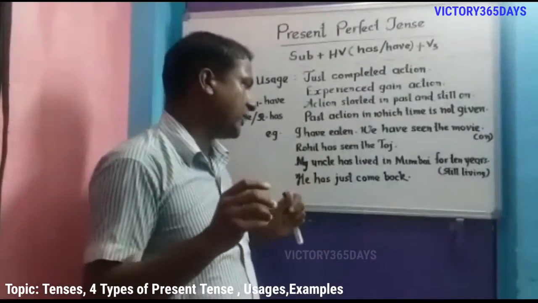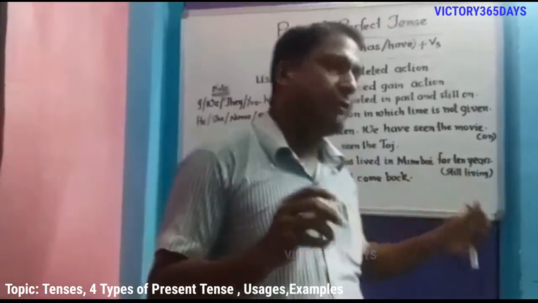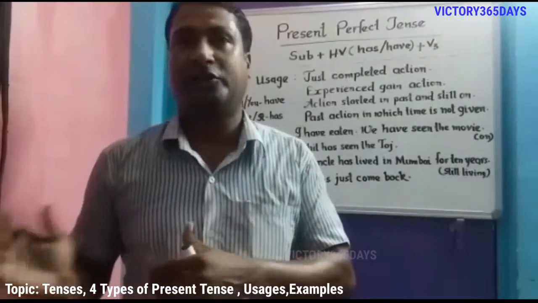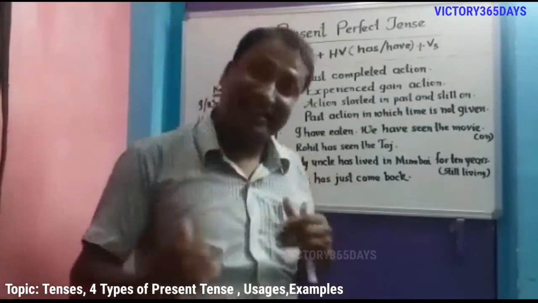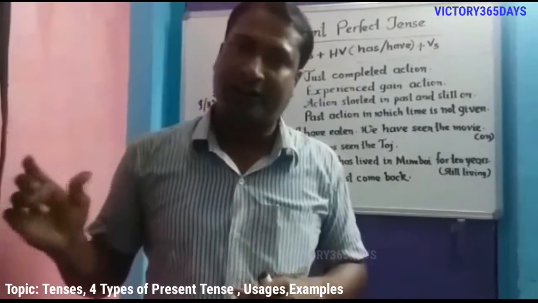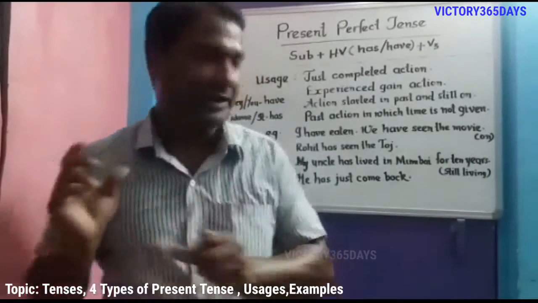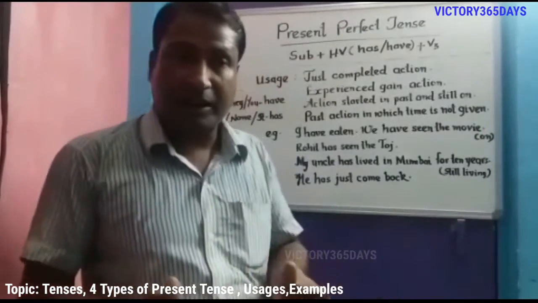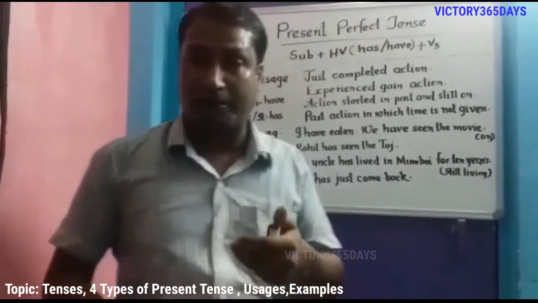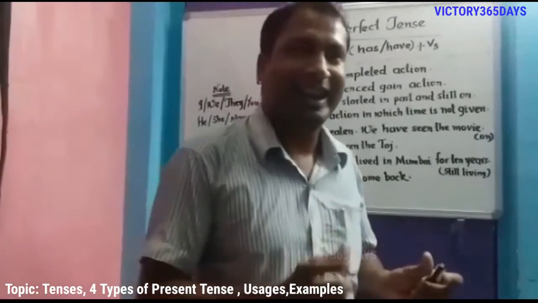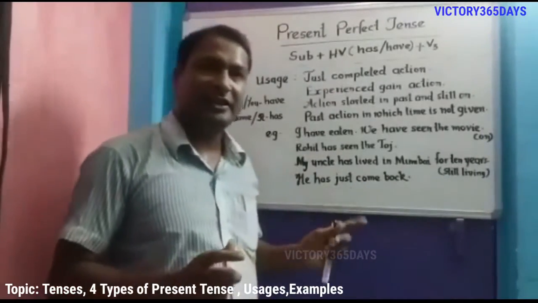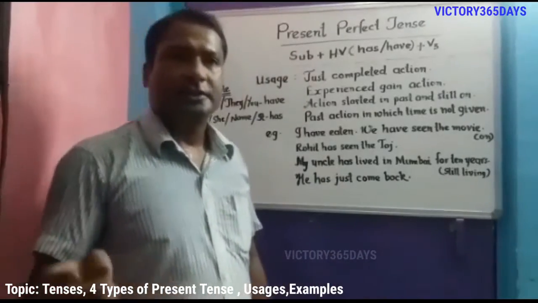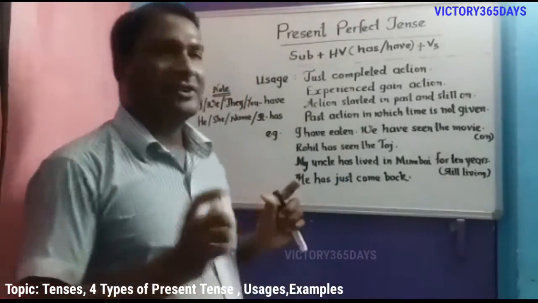There we also use have. My uncle has lived in Mumbai for 10 years. For 10 years he has been there. Still he is there. So there also we use: my uncle has lived in Mumbai for 10 years, means still he is living. Next, he has just come back. What I said, just, when time is not mentioned, there also we use has. See, he has just come back.